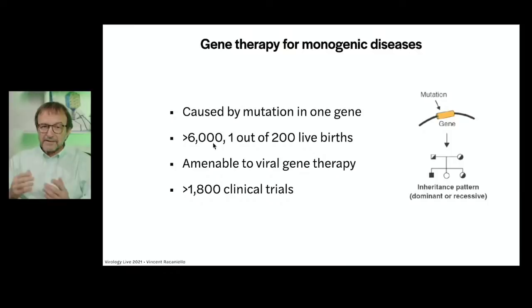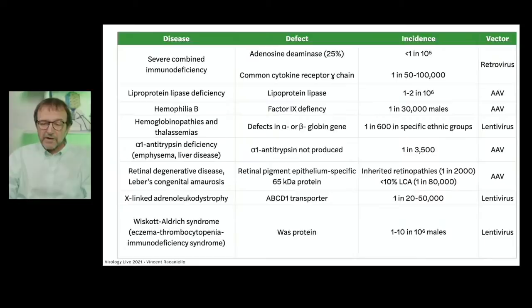And there are obviously others that have more than one gene at risk or mutated, but here the concept has been explored using monogenic diseases. And this table gives you an example of some of the 6,000 monogenic diseases that are amenable to gene therapy and that have been tried. And here's the disease, the defect, the incidence, and what vectors are being used. And so, for example, severe combined immunodeficiency, we have defects in antibodies, T cells, NK cells, you really have a problem.